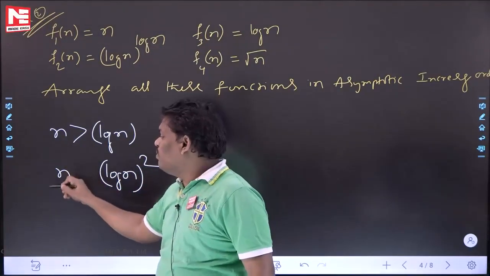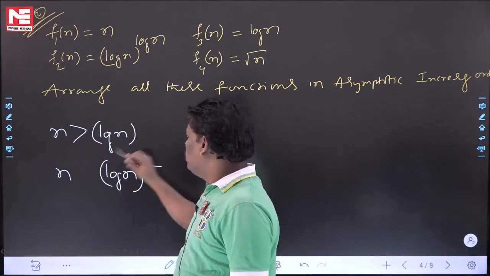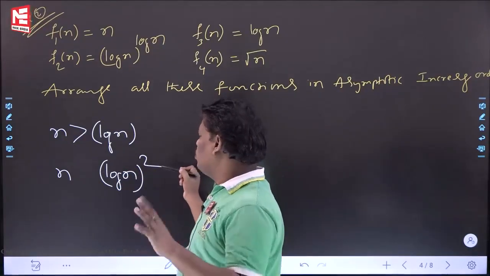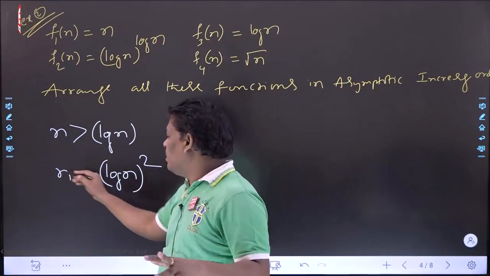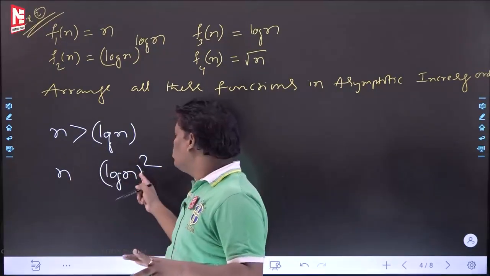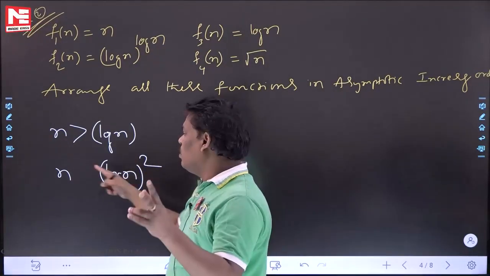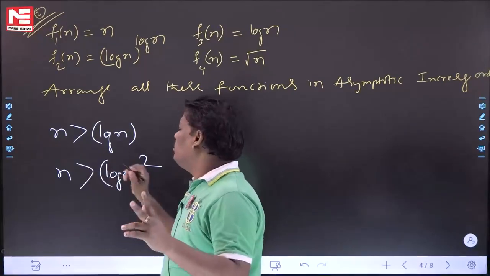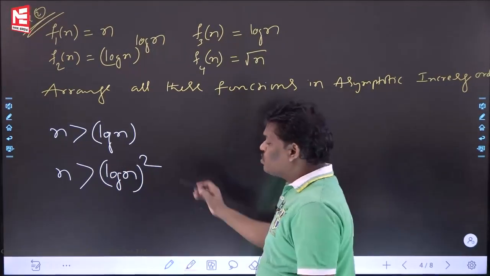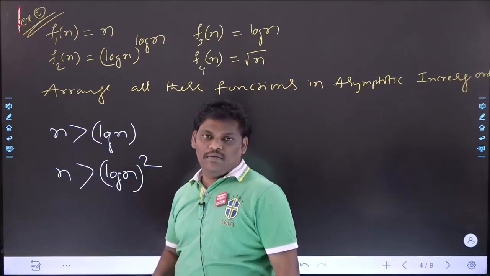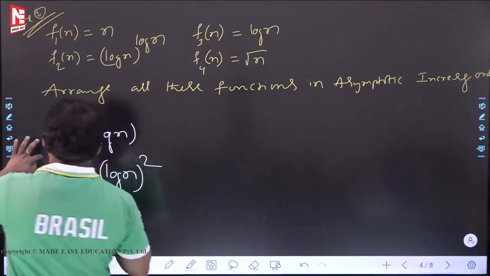Apply log on both sides. It will become log n. This will become 2 into log n. Forget about the constant 2. One side, if you apply log on both sides, it is log n, it is going to be log n. Everyone now, log n and log n, log n is bigger. So after squaring also, still n is bigger. Let me see one more interesting answer.